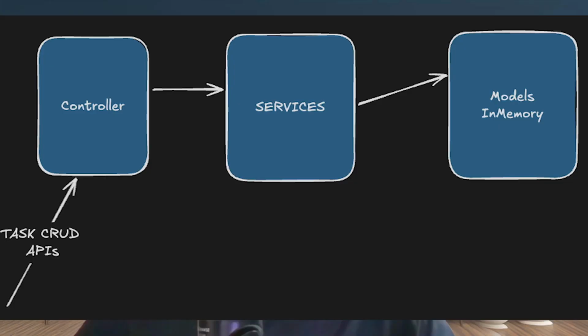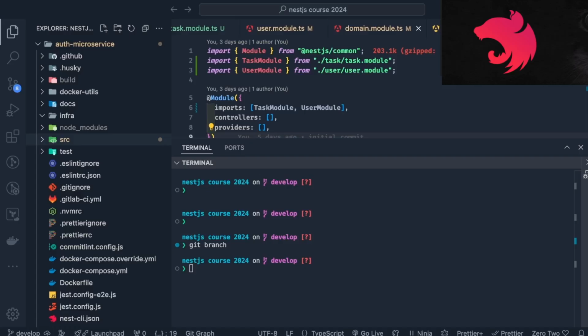Simple CRUD APIs: controller, service, and a model. Models will be in memory, just like a task array or user array. Services will do the CRUD operations. Controller will expose the APIs. So let's continue our journey.